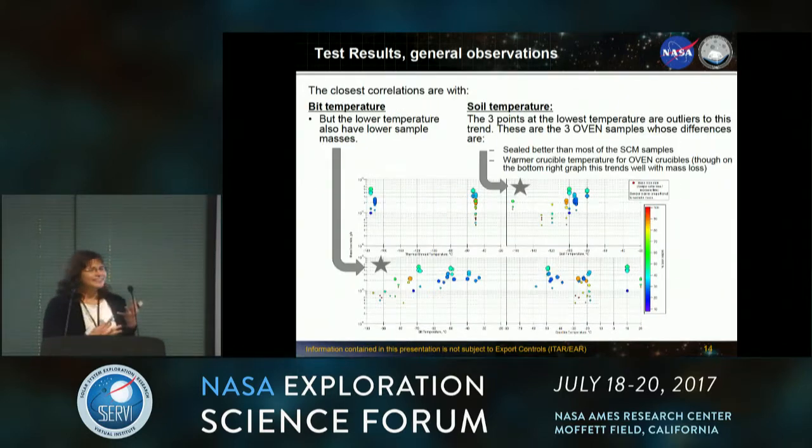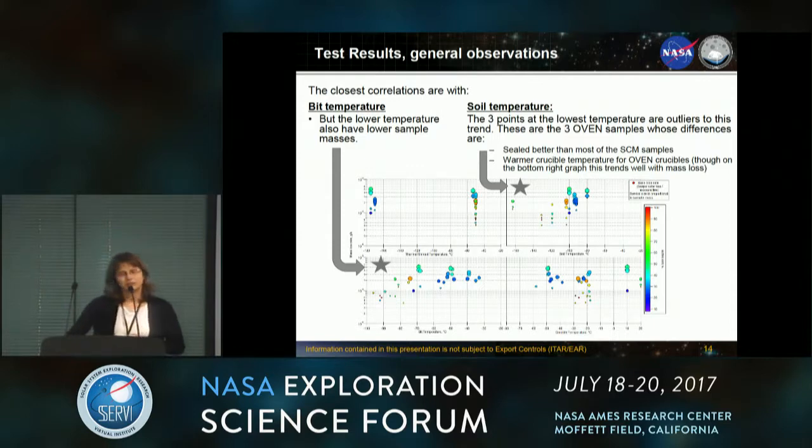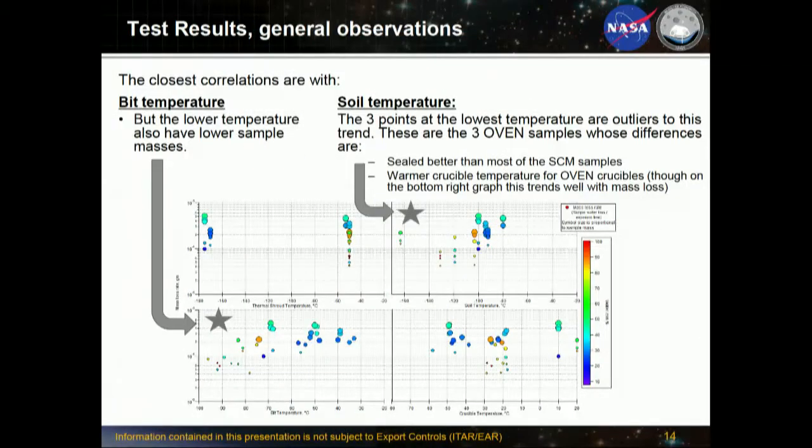So to start to get an idea of what might be the driving temperature, this is that mass loss rate plotted against all of those. This top corner is the cold wall temperature, or the environmental temperature. Soil temperature is here, drill bit temperature, and crucible temperature. So you can see this one and this one, there's no clear trend.